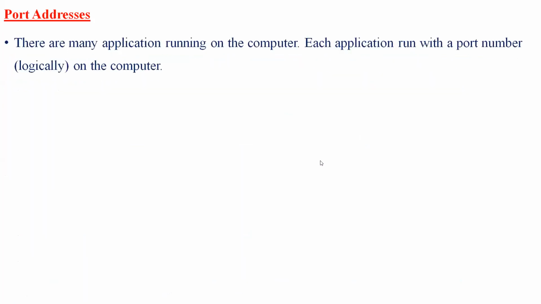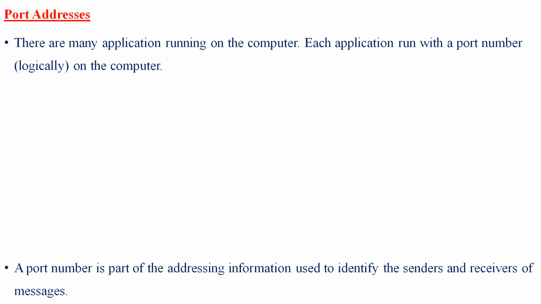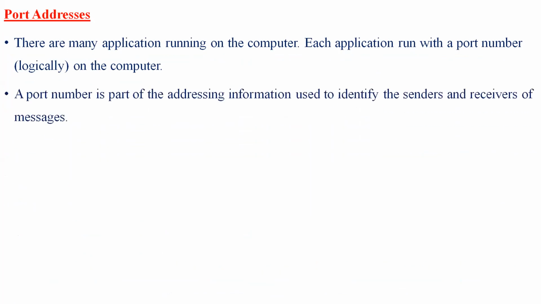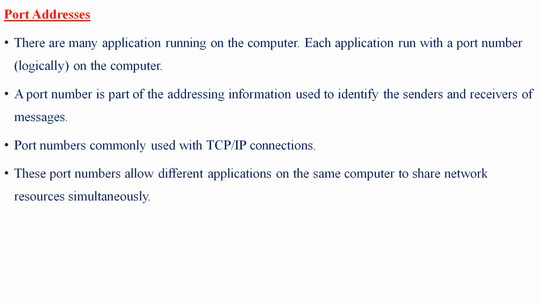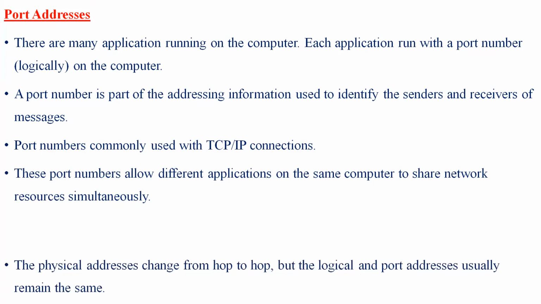Next, the port address. There are many applications running on our computers, and each application runs with a particular port number. If we know the port number, we can easily access that particular application. A port number is part of the addressing information used to identify the sender and receiver of a message. Port numbers are commonly used in TCP/IP connections. These port numbers allow different applications on the same computer to share network resources.